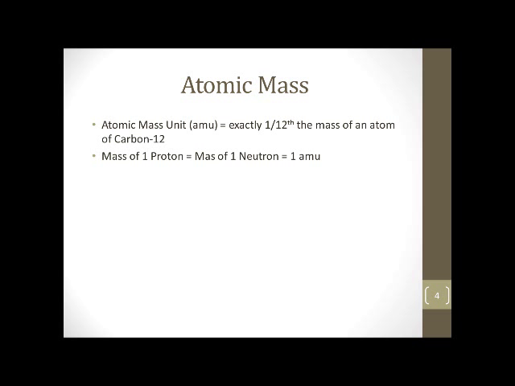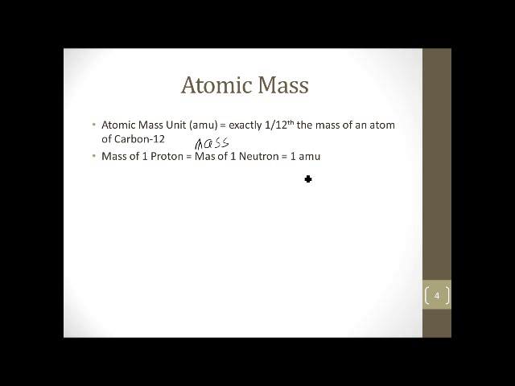All right, more on atomic mass. The atomic mass unit was determined by a scientist who took a carbon-12 atom and defined an atomic mass unit as 1/12th the mass of that carbon-12 atom. And then based on that, they said that the mass of one proton is equal to the mass of one neutron, which is equal to 1 AMU.